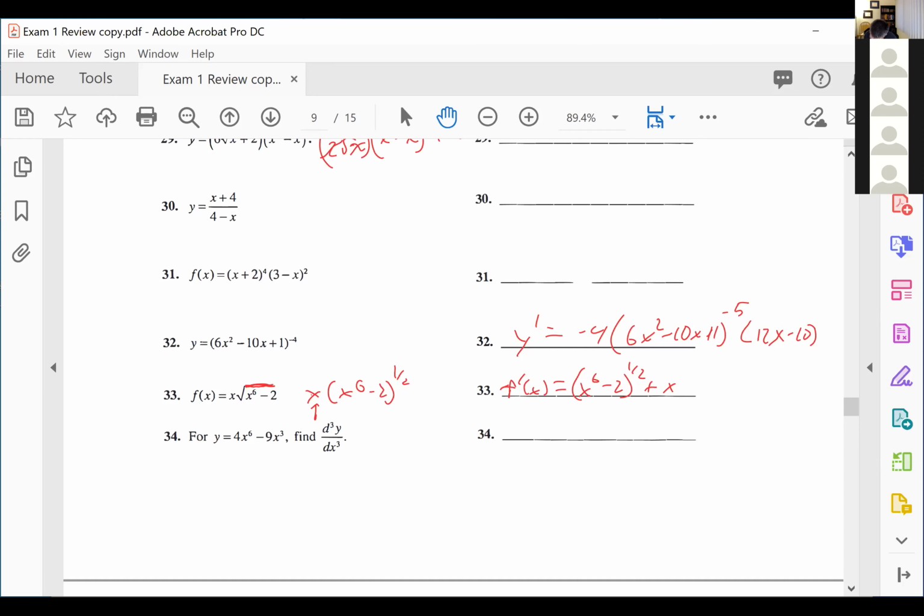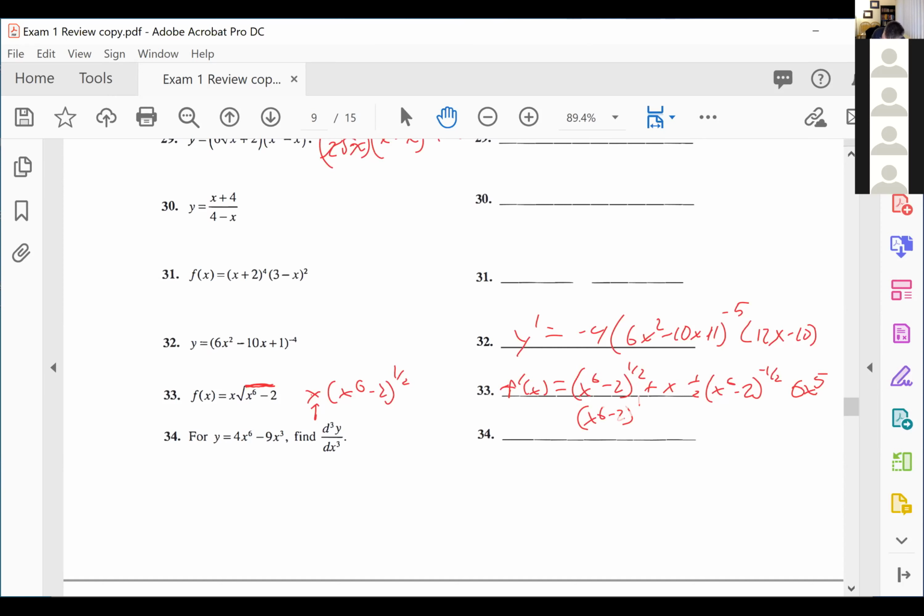The derivative of the second is going to be 1/2 times (x^6 - 2) to the negative 1/2 times the derivative of the inside. This is a chain rule. The derivative of the inside is going to be 6x^5. Okay, and so this will clean up, and this becomes (x^6 - 2)^(1/2).